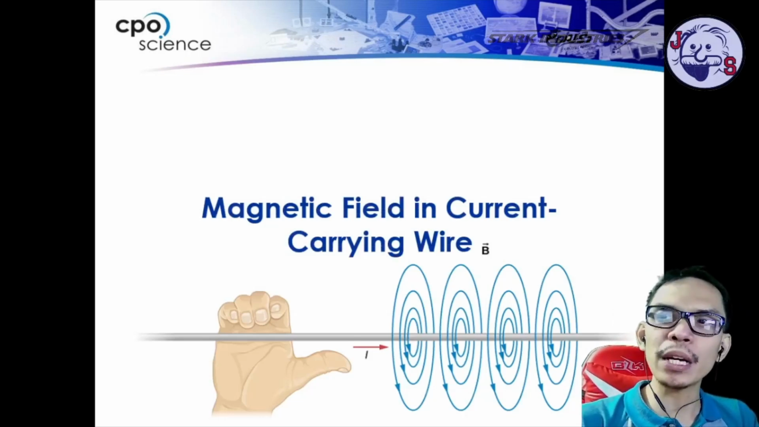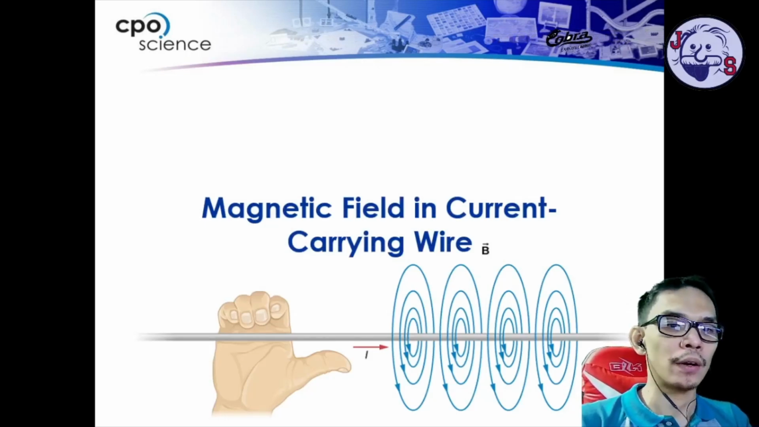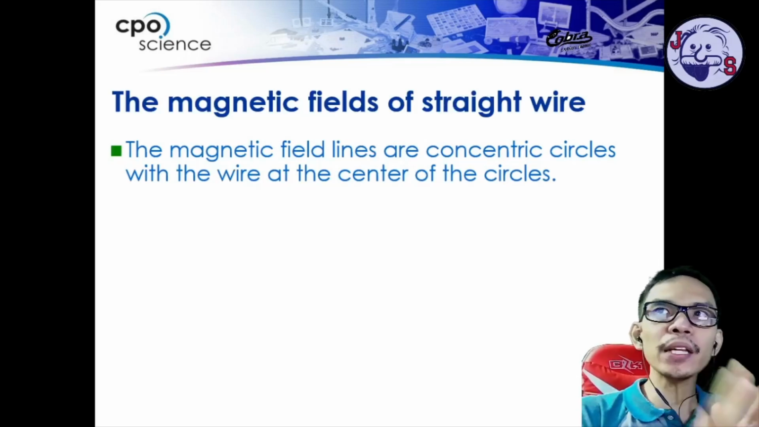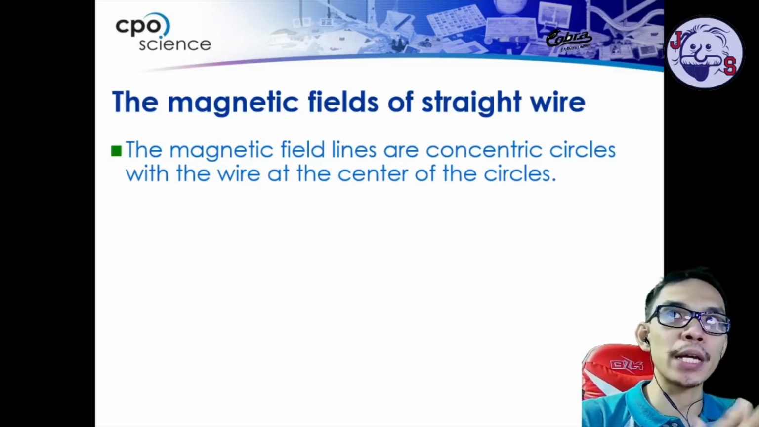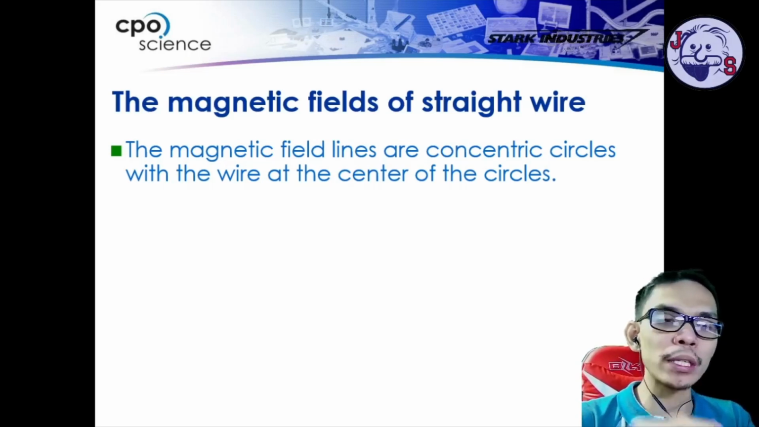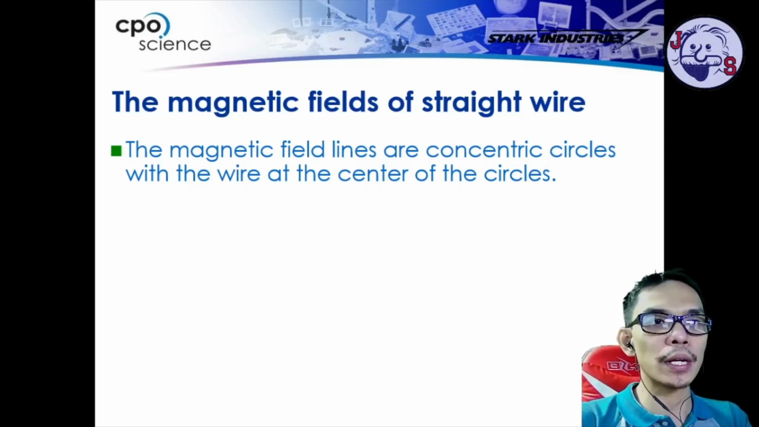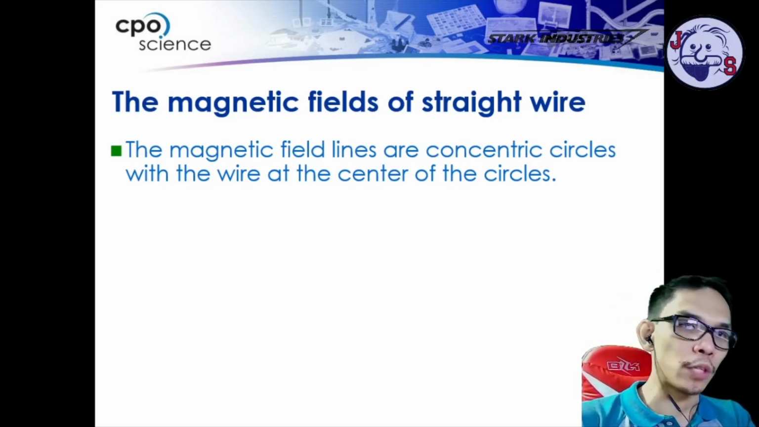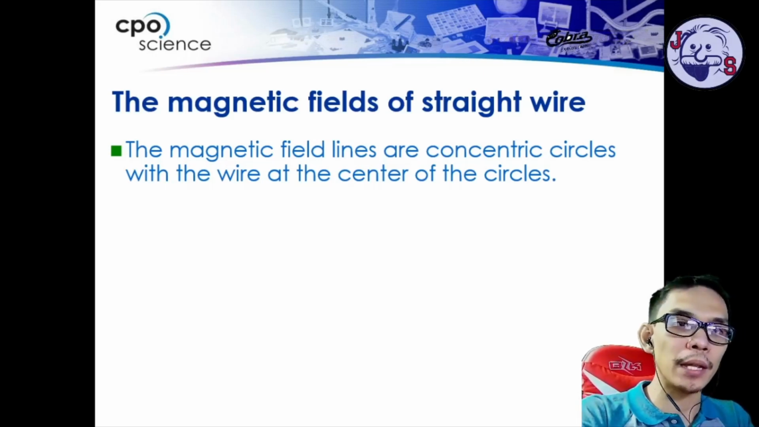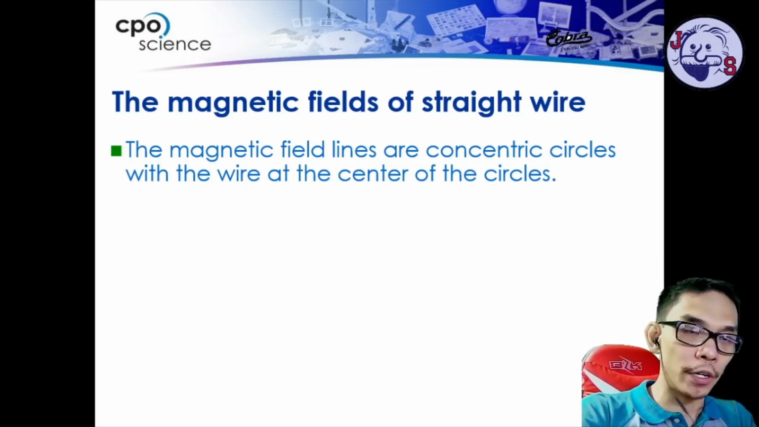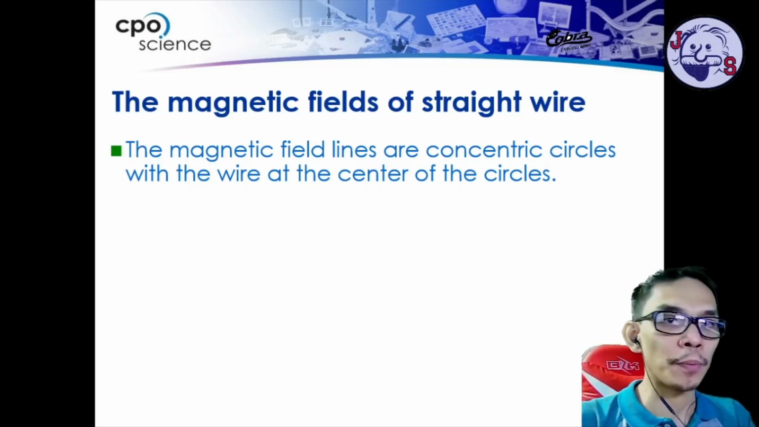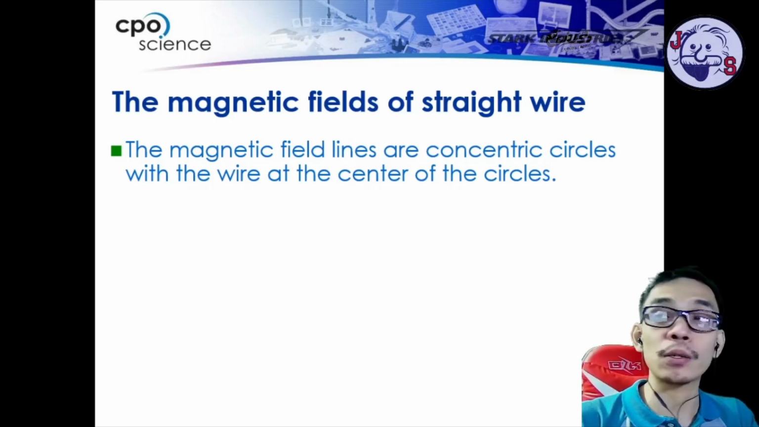So what is this magnetic field around the current carrying wire, and how does it work? Now, the magnetic field lines are concentric circles around the current carrying wire. So what are concentric circles? Concentric circles are circles with the same center and different radii. The one near the center has a smaller radius compared to the one far away from the center. So that is the concentric circles.